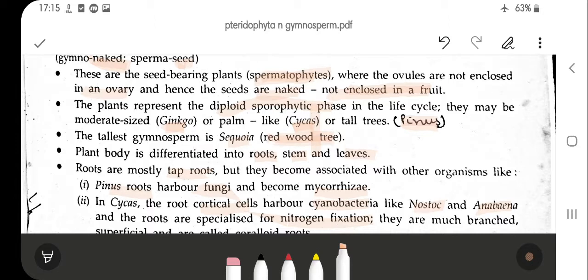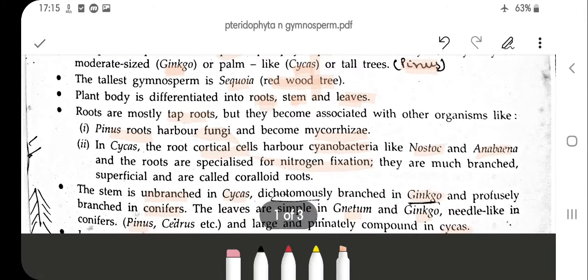The plant body is differentiated into root, stem and leaves. The roots are tap roots, and they become associated with other organisms. Pinus roots have an association with fungi and become mycorrhizae, in which both are benefited. In Cycas, the root cortical cells harbor cyanobacteria, the blue-green algae Nostoc and Anabaena, which are very important for nitrogen fixation.